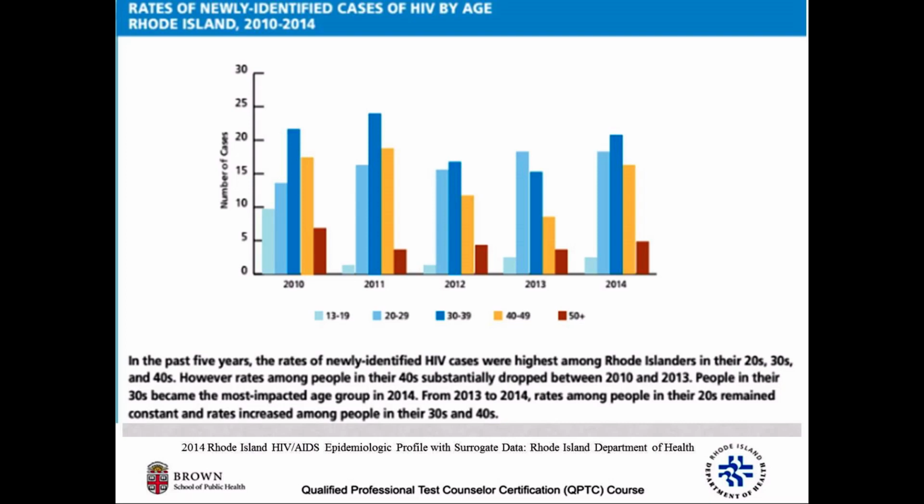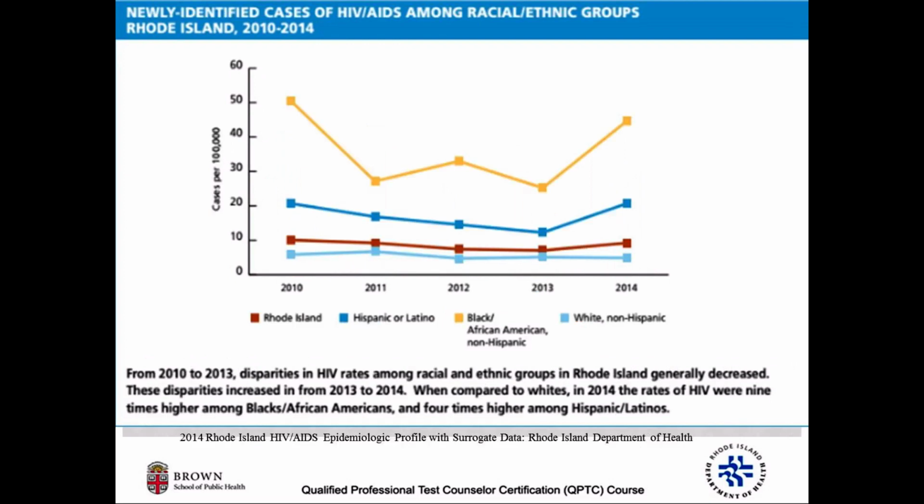In terms of age groups, these also parallel the national statistics, where we tend to see people in their 20s, 30s, early 40s tend to be those most likely to be diagnosed with HIV. In Rhode Island, we also see a disproportionate number of new infections among racial and ethnic groups, specifically Black African American and Hispanic Latinos. You can see that Black African Americans are disproportionately impacted, as well as Hispanic Latinos, compared to white non-Hispanic individuals.